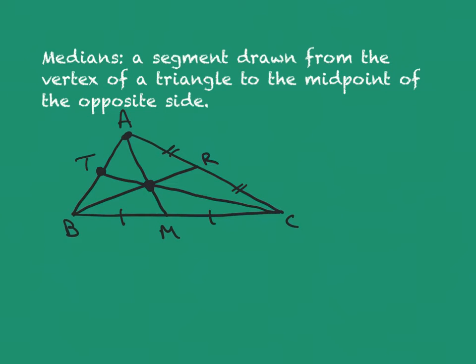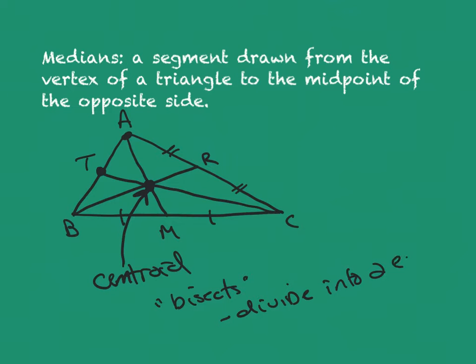All of the medians meet at a point called the centroid. So that's one of our vocabulary words, the centroid. And all medians bisect the sides to which they are drawn. So bisect means to divide into two equal parts. Now, sometimes segments will bisect another segment. Sometimes rays can bisect an angle. So bisectors are in different contexts, but that's what it always means, to break into two equal parts.